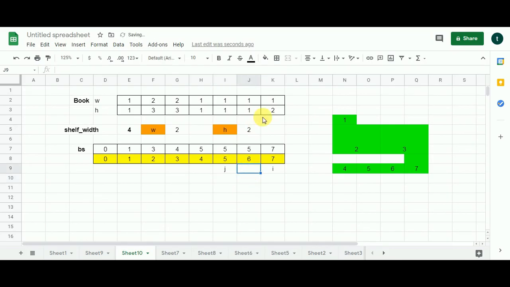That means we are trying to place these 3 books together in one shelf. So my width becomes 3 and my height stays as 2, because 2 compared with this one is going to give me 2. Okay, 2 added to this 5, that means the height of the previous arrangement, is going to give me 7. Now it is no better than this 7, so nothing happens. Alright, J moves one cell to the left.